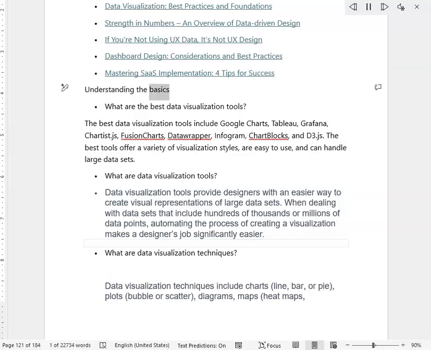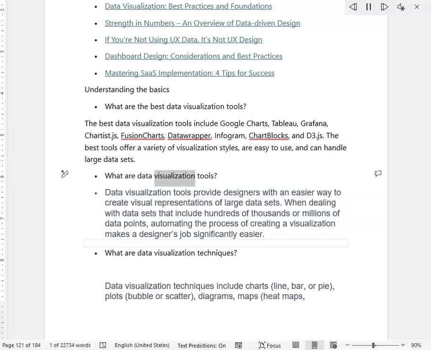Understanding the basics. What are the best data visualization tools? The best data visualization tools include Google Charts, Tableau, Grafana, Chartist.js, Fusion Charts, DataWrapper, Infogram, Chartblocks, and D3.js. The best tools offer a variety of visualization styles, are easy to use, and can handle large data sets.